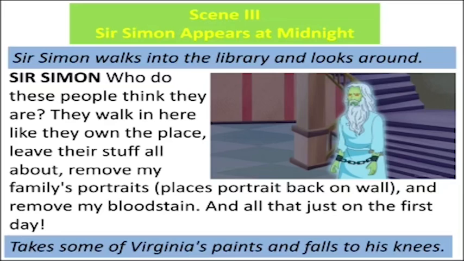So here Sir Simon the ghost was surprised. He was totally shocked to see the condition of the castle, that everything was misplaced and his portrait was also removed from the wall. But anyhow, he again places the portrait back on the wall, and he also speaks about the blood stain which was removed, and he anyhow tries to create the blood stain again. He takes some of Virginia's paints and falls to his knees.